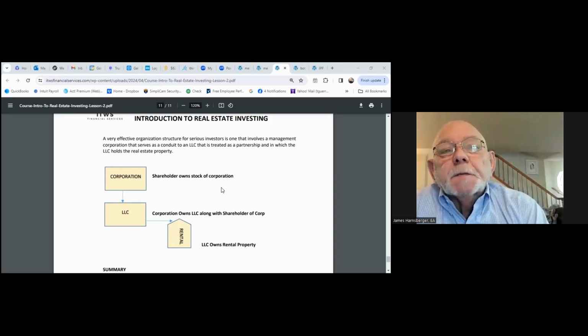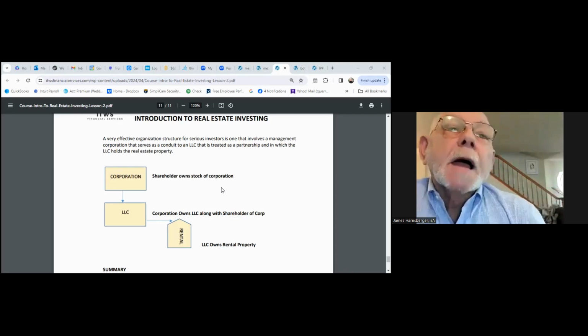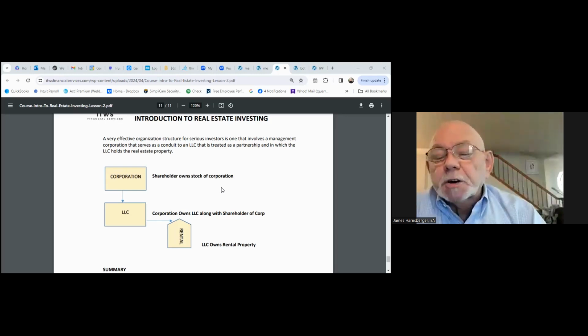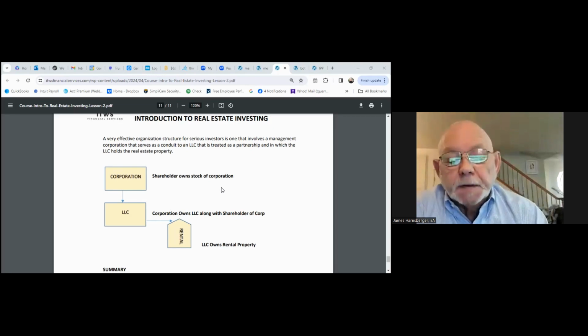The LLC disproportionately allocates the losses and profits to the corporation at 90%, and the corporation's only a 10% owner. Well, under the disproportionality rules, you can do that with an LLC. You can't do that with a partnership. You can do it with an LLC that's taxed as a partnership, but it has to be an LLC. So 90% of the profits and losses flow up to the corporation and pass through to your personal return. That's kind of cool. And that becomes important down the road on some future disposition.